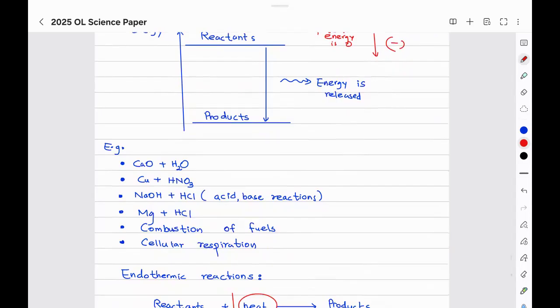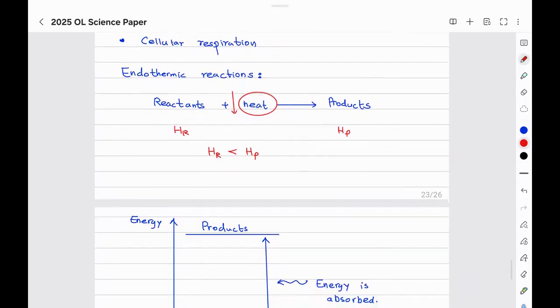Remember these examples. Calcium oxide dissolving in water. Copper reacting with nitric acid. Sodium hydroxide and HCl, acid-base reactions. Then sodium. We can say that even metals, sodium, potassium, rubidium, first group, second group metals, when they are dissolving in water, also exothermic reactions are taking place. Magnesium reacting with HCl. Combustion of fuels, right? And the cellular respiration. So all of them are considered exothermic reactions.